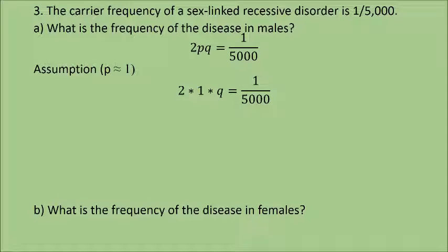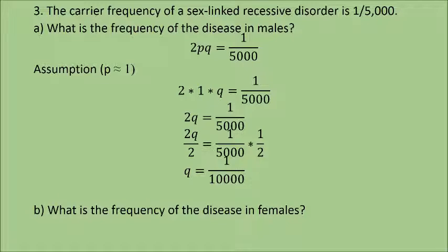Next, we substitute 1 for p. So we get 2 times 1 times q equals 1 over 5,000. The rest is algebra. We solve for q. Divide both sides by 2. So we get q equals 1 over 10,000. So the frequency of the disease in males is 1 out of every 10,000.